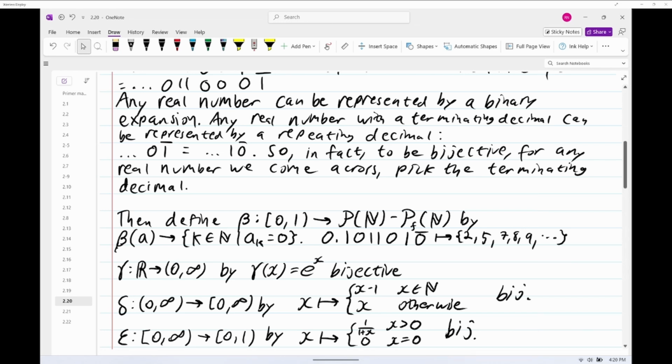Then we can biject [0, infinity) onto (0, 1] by just taking the whole interval and just crushing it. So we send x to 1 over 1 plus x if x is greater than 0. This will always be less than 1. And we send it to 0 if x is 0.